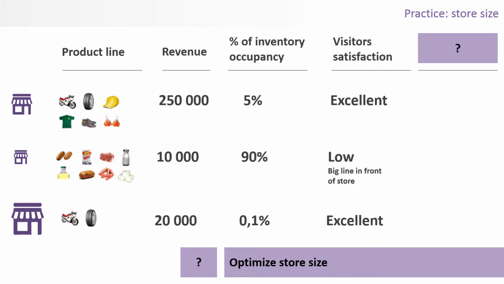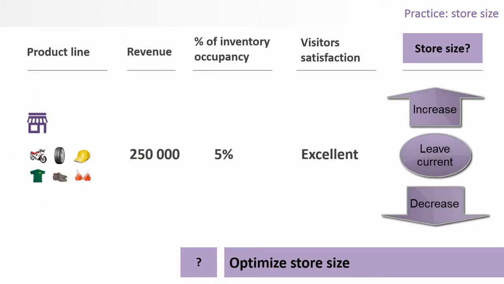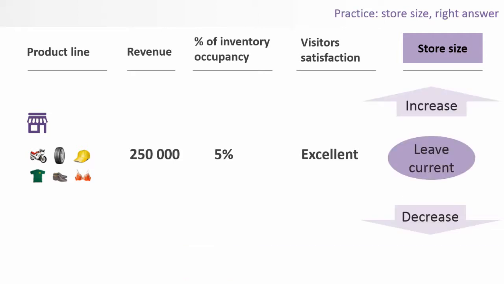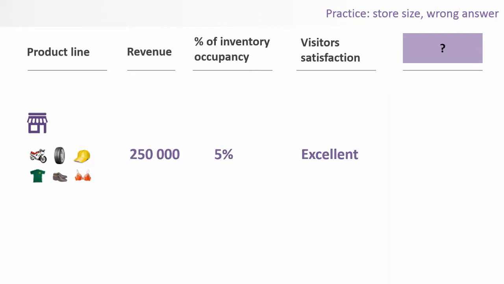Let's move on. You can see the first shop of our list. Which action according to the size should you make? Correct. The store has relatively good earnings at a high level of satisfaction of visitors. Percentage of inventory occupancy is insignificant. Therefore, there is no need to change the size of the store. Your answer is incorrect. Pay attention that the shop has a great level of customer satisfaction with high revenue and acceptable level of inventory occupancy.